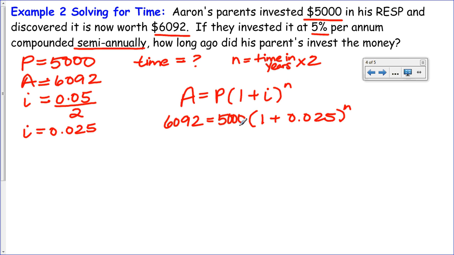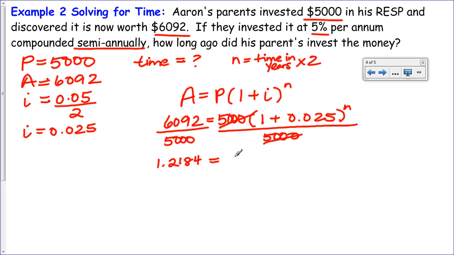So let's see how we're going to solve for this. Just the first step is the same as the previous example. I'm going to get rid of the principal, so divide both sides by 5,000. 5,000 is reduced on the right. And then on the left, I get 6,092 divided by 5,000. So I am going to calculate this, and that's 1.2184, leaving me with 1.025, just adding inside the bracket there, to the power of n.